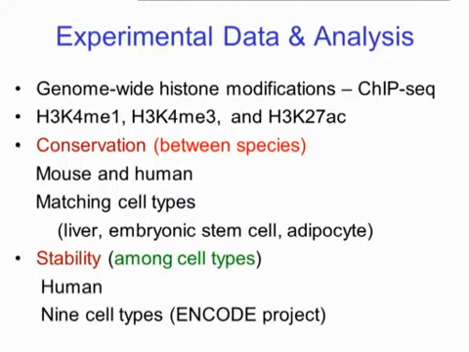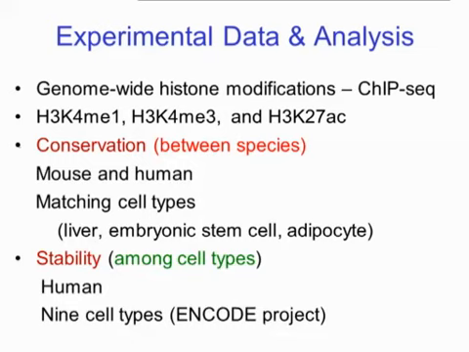The data we use is genome-wide histone modification, usually ChIP-seq data. We consider 3 well-known marks, and we use a terminology that if we see the same site between species, we call that conservation. Currently most data are from mouse and human. Let's say we consider liver, to see if the site is conserved between human and mouse.